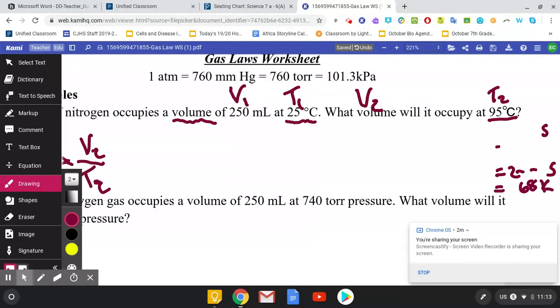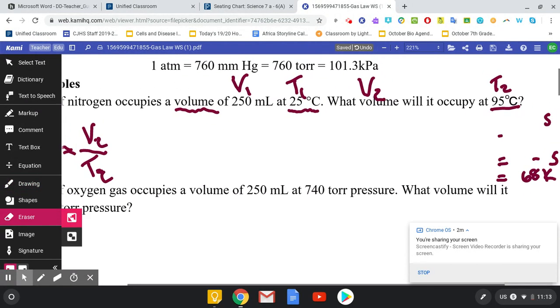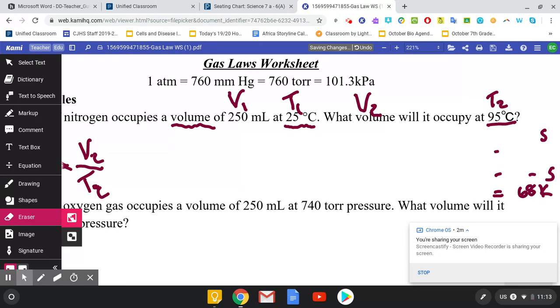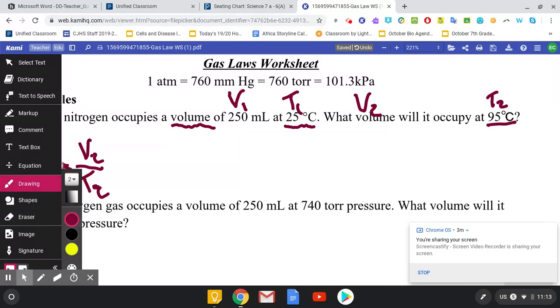You see that I have some scratches over here from when I was working it out in the screencast that did not make the cut. So let me erase this so you can see where the numbers come from. The main thing with Charles' law is that you have to remember that temperature needs to be in Kelvin. Otherwise, the relationship is not going to come out the way it needs to. Whenever you're dealing with temperature in any of the gas laws, make sure that you're using Kelvin.